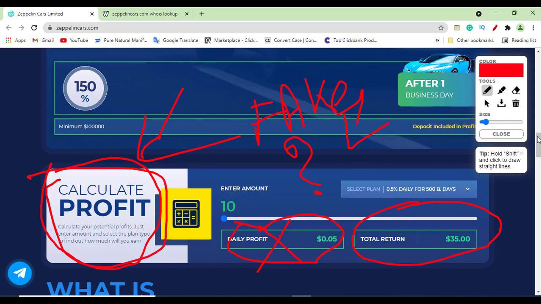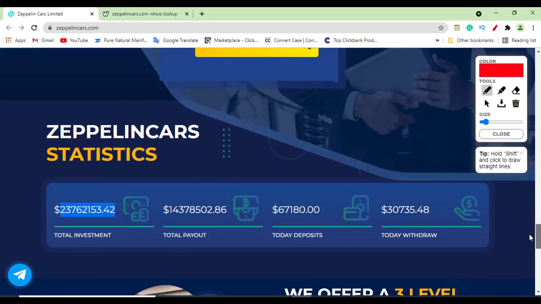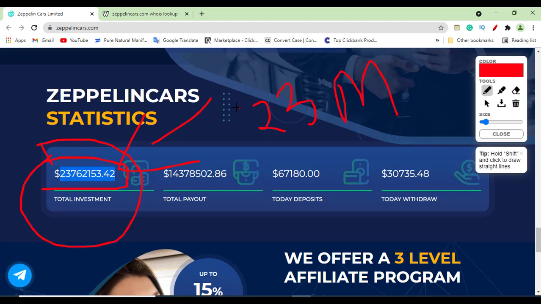Number 4, sharing a fake total investment amount. Now if you check out their total investment amount, you will be shocked, because the amount they share is $23,762,153.42, which is about $23 million. And how can you believe it? Because they don't have a YouTube video of their own, and you can't find a video of a person who has invested. So they are sharing some fake amount of money to easily fool you.